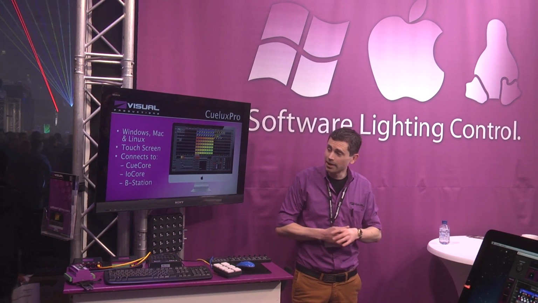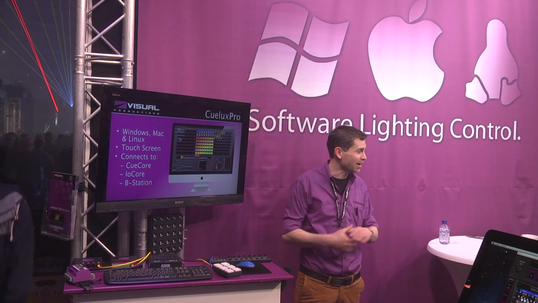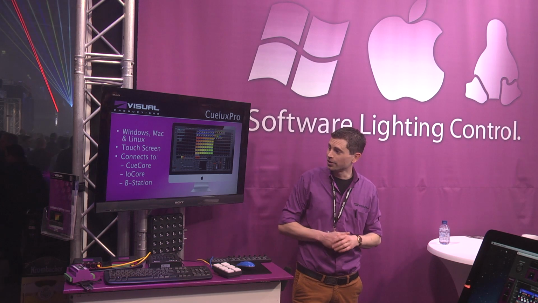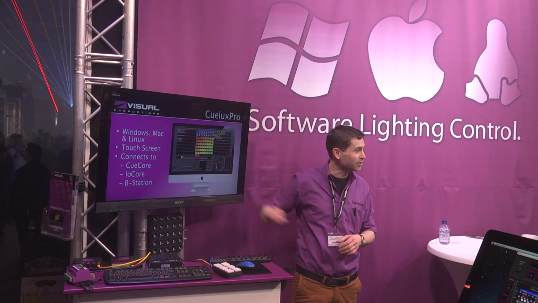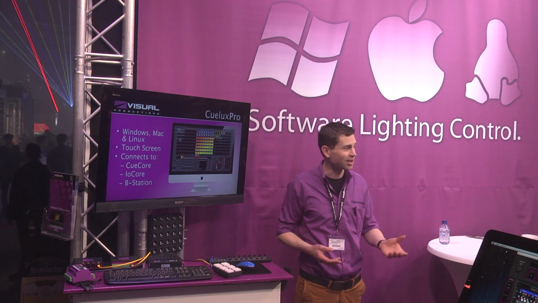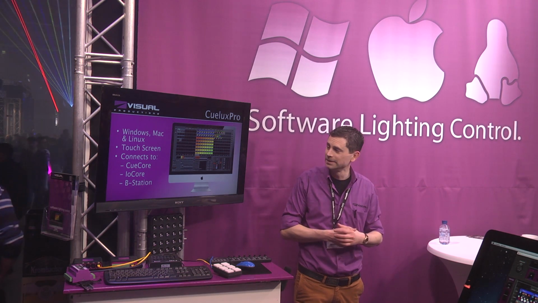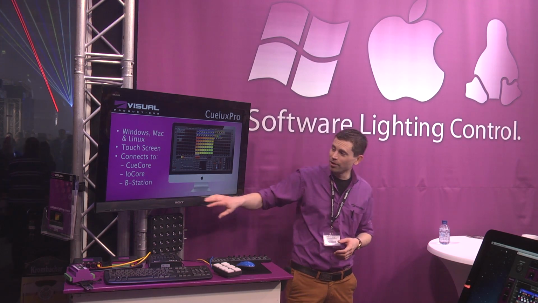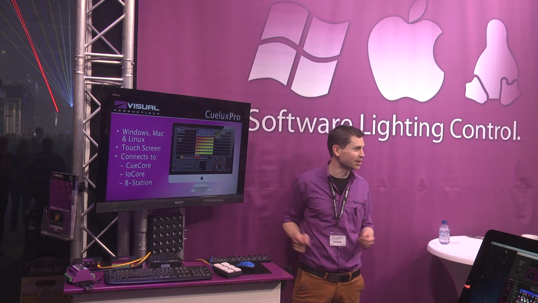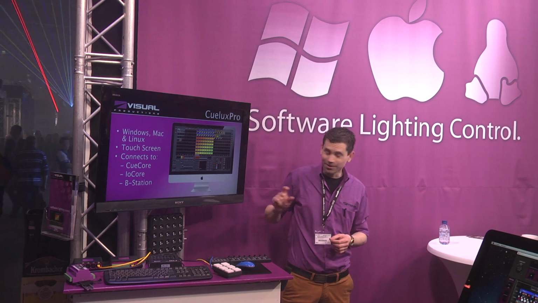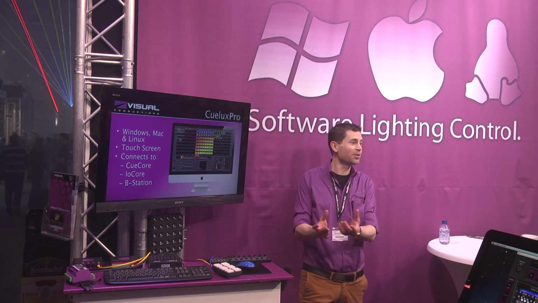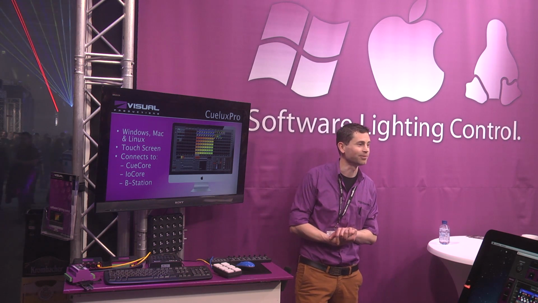Similar to QLux, it is running on Windows, Mac and Linux. It's natively cross-platform. The user interface is designed for touchscreen use, meaning all the buttons and sliders are big enough for finger control. And it networks together with the Q core, the I/O core and the new B station. Actually, the software license is inside the Q core, meaning you need at least one Q core to run the software.